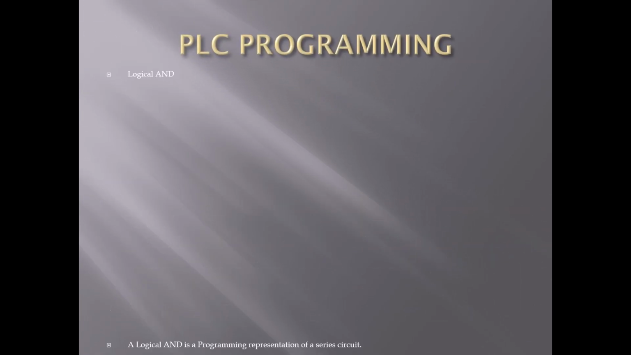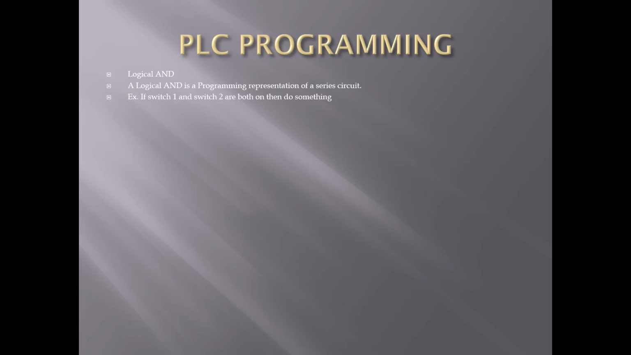Logical AND. A logical AND is a programming representation of a series circuit. Example, if switch 1 and switch 2 are both on, then do something. Logical NAND. A logical NAND is a programming representation of a series circuit. An example would be, if switch 1 and switch 2 are both off, then do something.